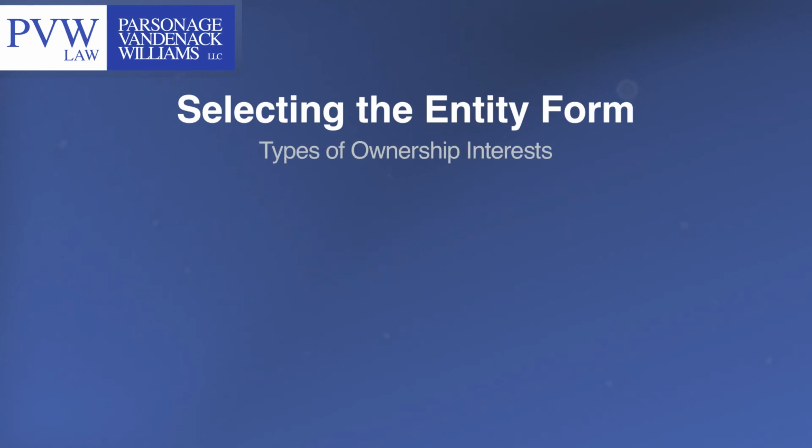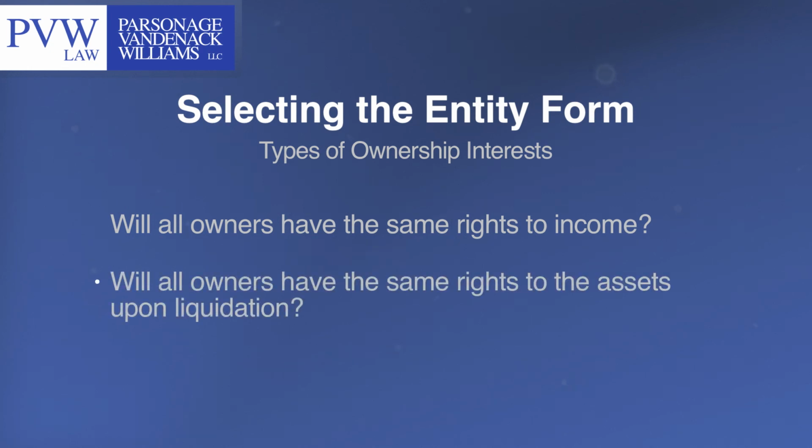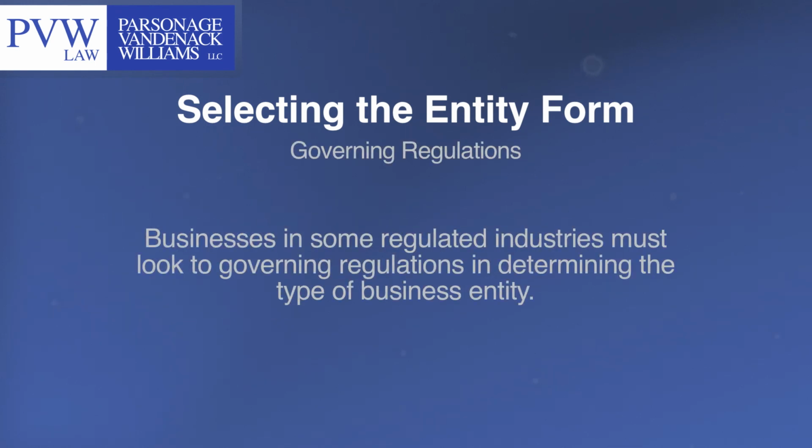Next, you must consider whether there will be different types of ownership interests in the business. Will all owners have the same rights to income? Will all the owners have the same rights to the assets of the entity upon liquidation of its assets? Finally, businesses in some regulated industries must look to the governing regulations in determining the type of business entity.